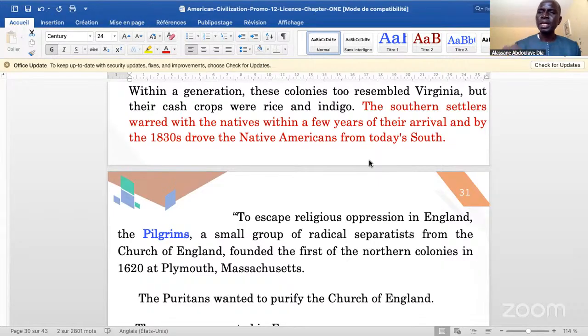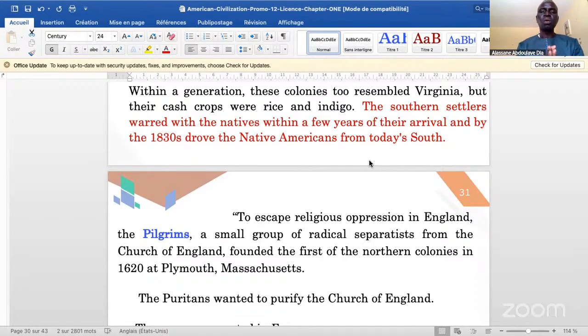Why? Because understand that it is in Virginia that the first colony was established, in Jamestown. So the other colonies looked like Virginia. They had to copy from it. It's just like the first campus of our university. When the other campuses came, they had to copy it. So if we consider our university like a colony, we have 17 colonies. Ziguinchor, Kolda, this, that. So we expanded. That's how they did.